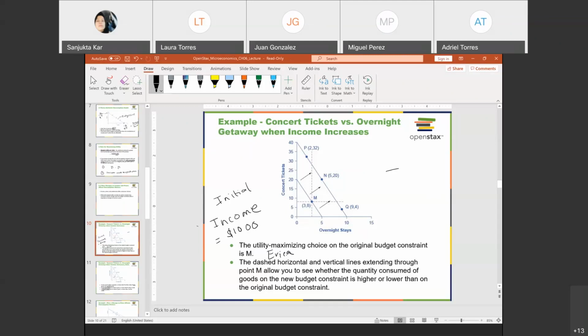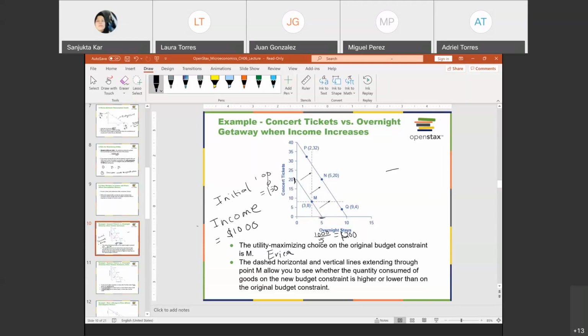And you want to buy concert tickets and overnight hotel stays. So these are your choices here. So this is your initial budget constraint. What's the price of overnight stays here? Price of overnight stays, this is $200. Price of concert tickets, this is going to be 1,000 over 20. This is 50. Okay.